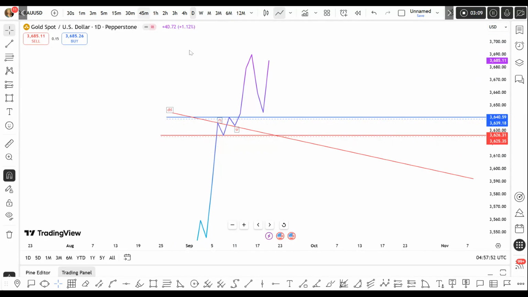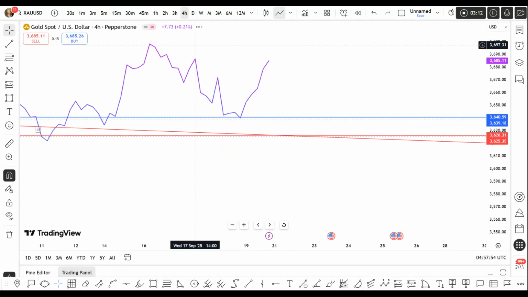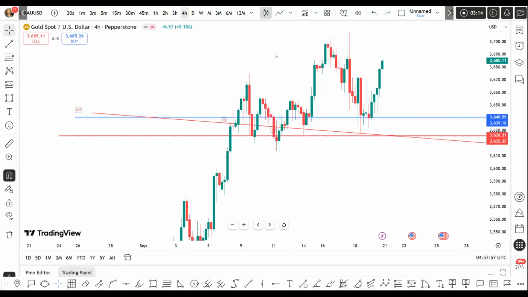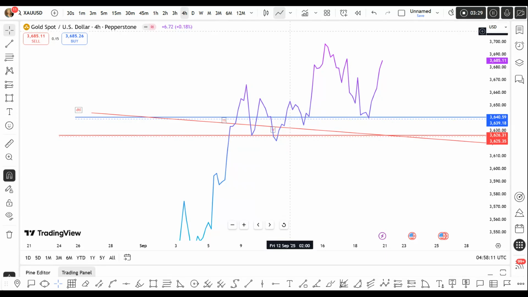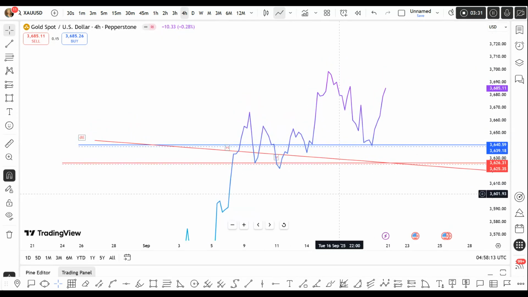So let's go back to 4 hours. Now you can see that on daily, since Monday 15th, we didn't invalidate a daily structure. And when we look on 4 hours, on the floor, the most significant swing we have here is this. The final demand before the swing is at this level.